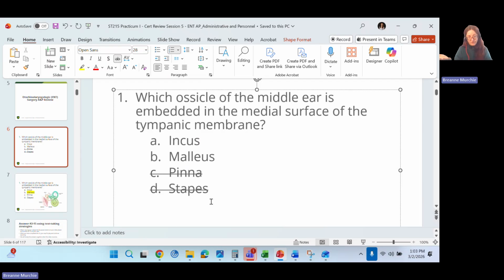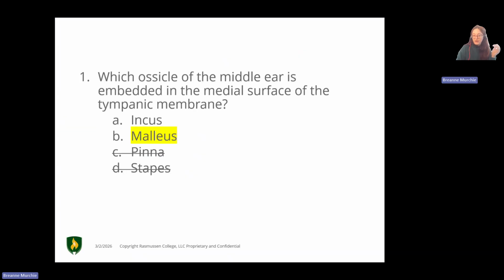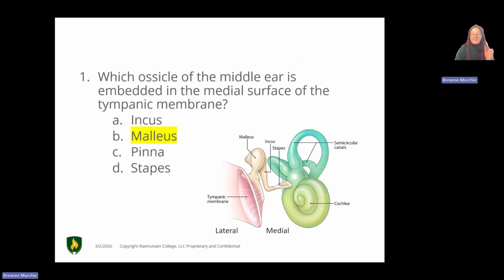So I'm going to get rid of it. And then I've got my 50-50. I've got incus and malleus. And because I have this moniker, MIS, I know that the malleus is right there next to the tympanic membrane. So I'm going to go with that as my answer. And then I'm going to go back into presenter mode so you guys can see it is malleus. And you can see the reason they call the malleus the hammer. Goodness, can I find my cursor?